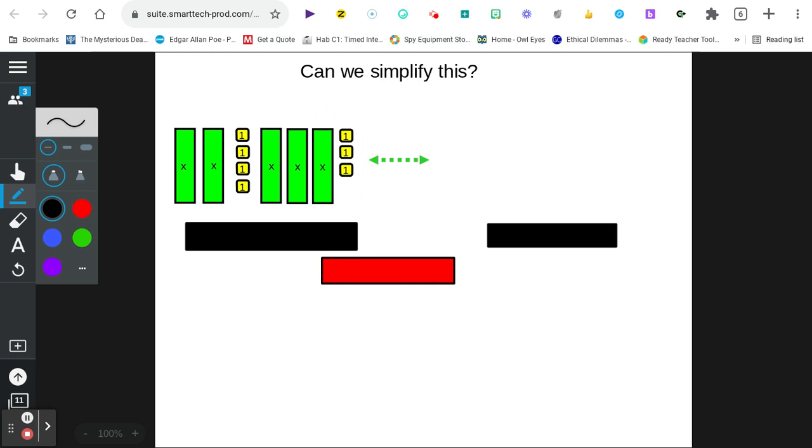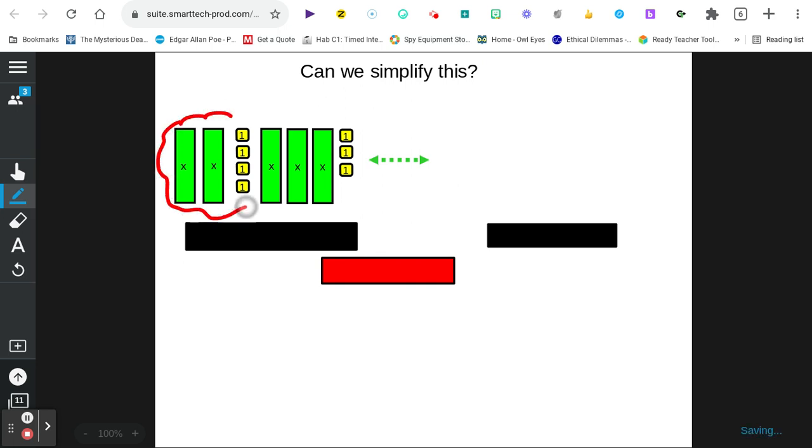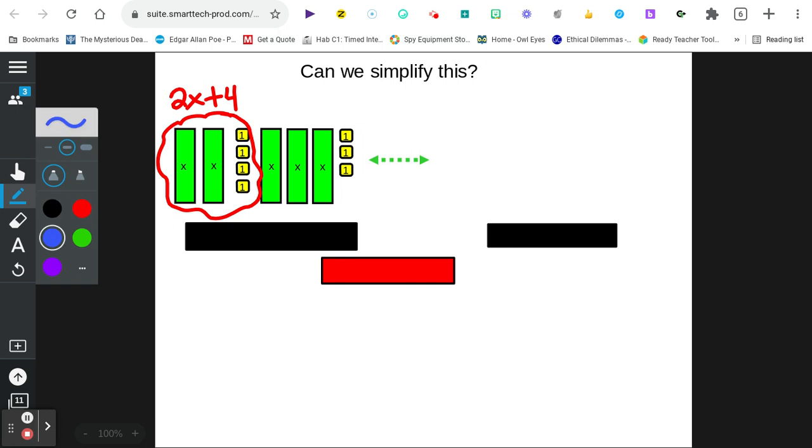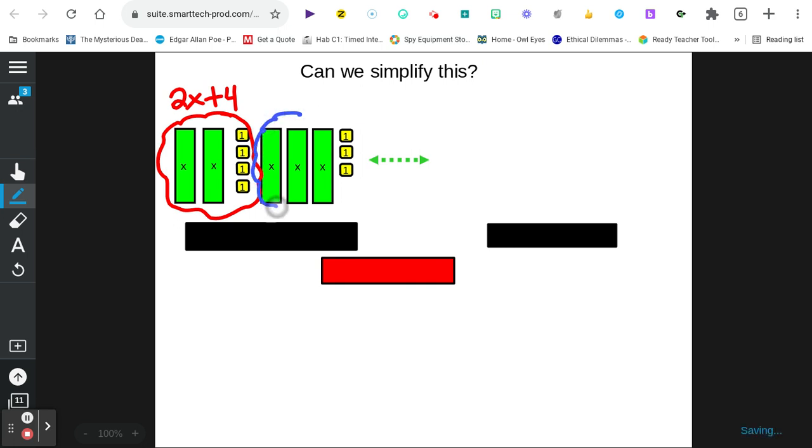So I can see from the first set, this set right here, that represents 2x's, the coefficient 2, plus 4 constants, or 2x plus 4. And this set here represents 3x's plus 1, 2, 3, 3 individual constants, or 3 ones, okay? But what we want to do is combine these.